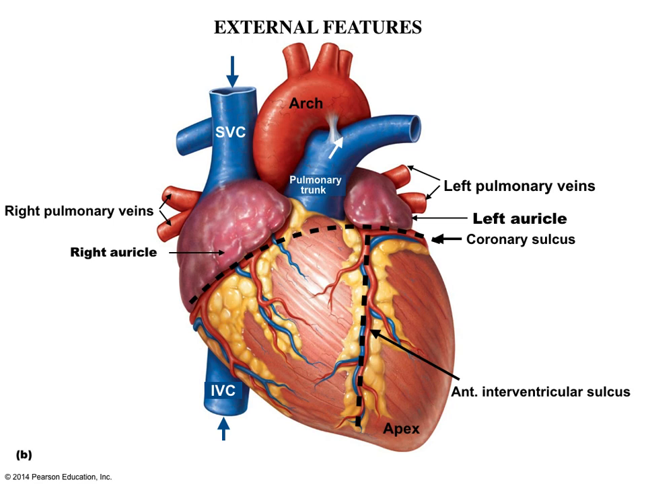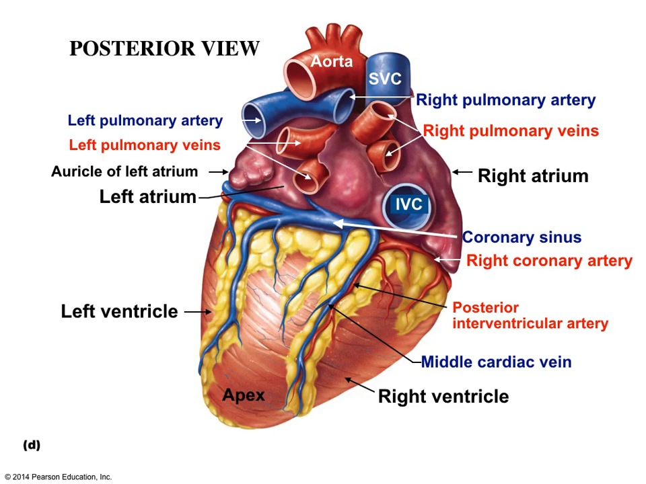External features of the heart include the two auricles, which overlie and are continuous with the atria. This slide also shows two sulci. A sulcus is a shallow indentation. The coronary sulcus separates externally what internally would be the separation between the atria and the ventricles. The anterior interventricular sulcus contains some of the blood vessels that we will discuss in a little bit.